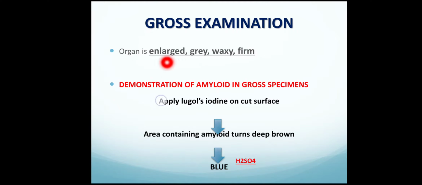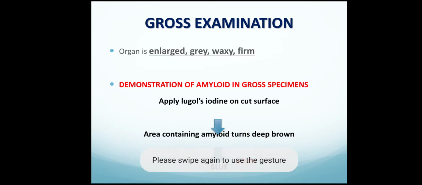So you should remember these terms because it is a common finding in the organs where the amyloid protein gets deposited. Next, a very important question which is asked often in viva and also in the examination is, how do we demonstrate amyloid in the gross specimens? So in the specimen, we will apply Lugol's iodine on the cut surface, and as I already told you, this is the property of amyloid protein, that on exposure to iodine, it will turn deep brown, and on further application of sulfuric acid, it will acquire a blue color. So this is the coloring property of amyloid with iodine and sulfuric acid, and it is important to remember also.